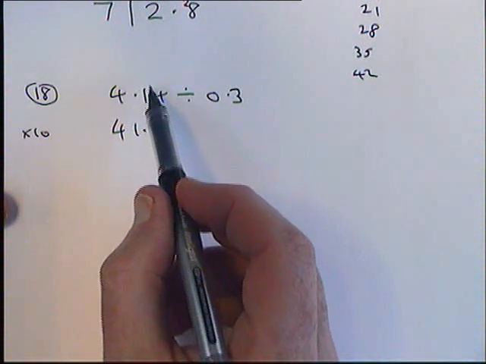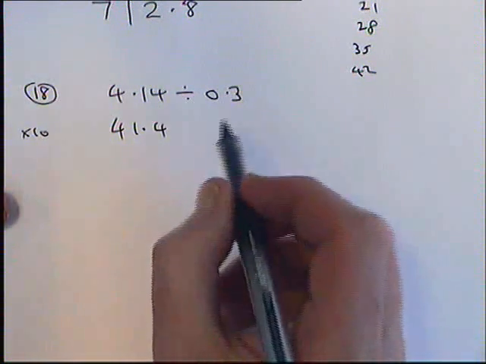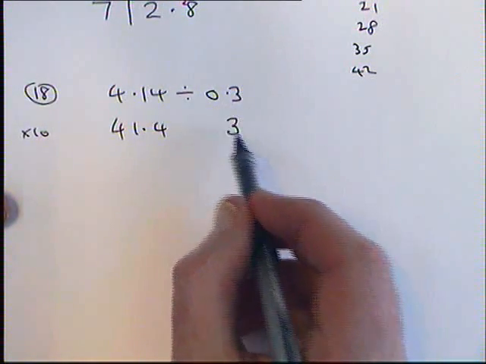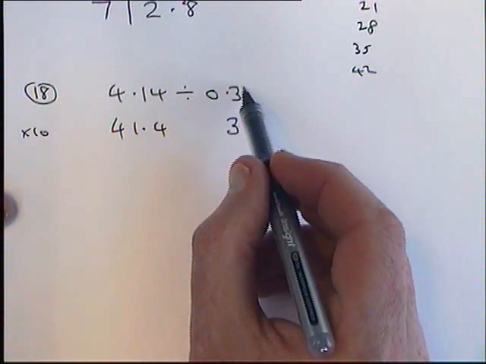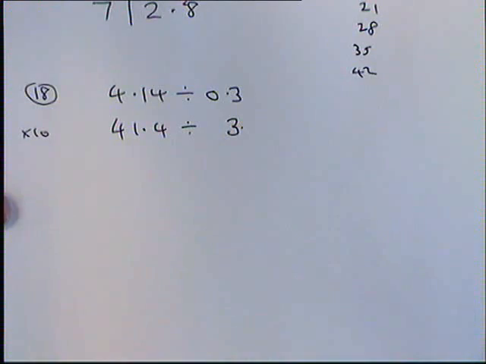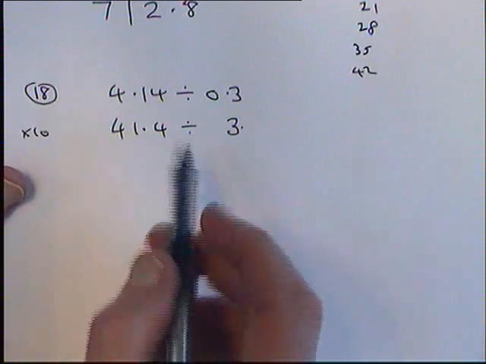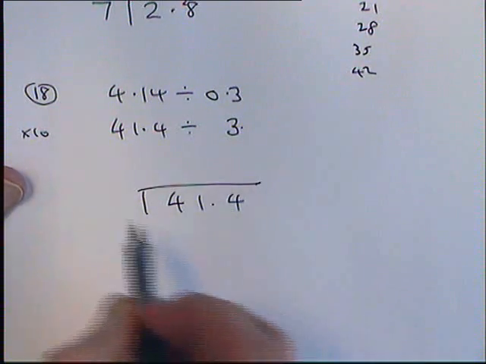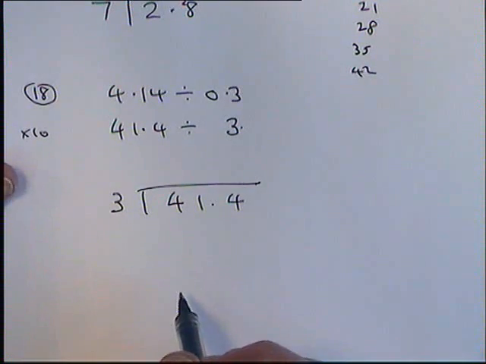What I've done here is I've moved the decimal point one place to the right. And I'm going to times this number by 10. That becomes 3. I've moved the decimal point from there to here, effectively. So that's making that 3. Those two sums have identical answers. So I'm going to do this sum here. I'm going to do 41.4 divided by 3.